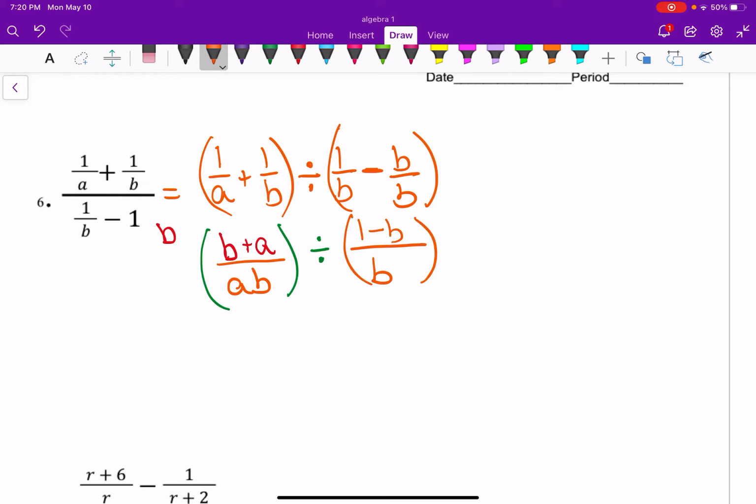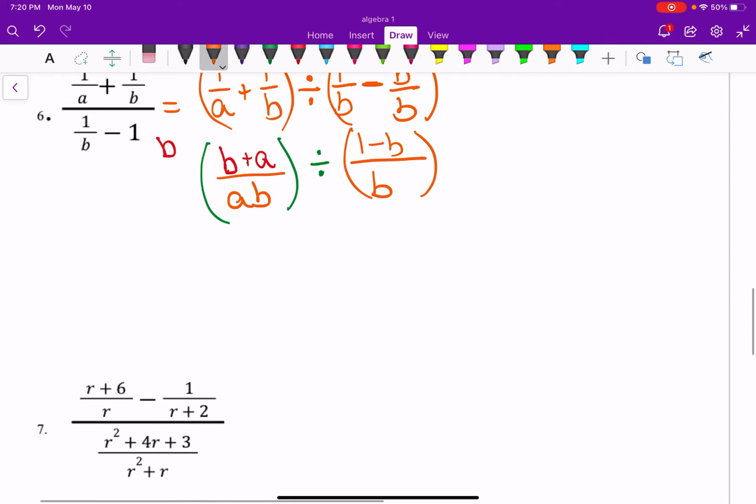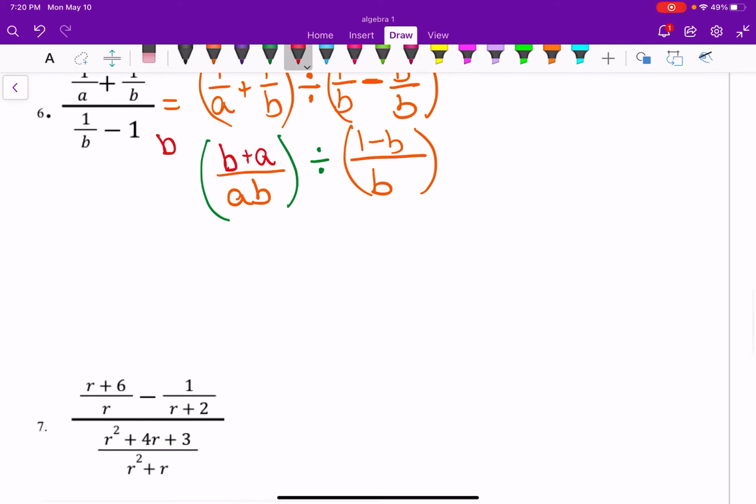Now back to 9.1. 9.1 tells us we can copy the first fraction and then multiply by the reciprocal. Now remember, we're still dealing in chunks here, so there may not be a lot to cancel out, and there isn't. In this case, the only thing that can cancel are the b's.